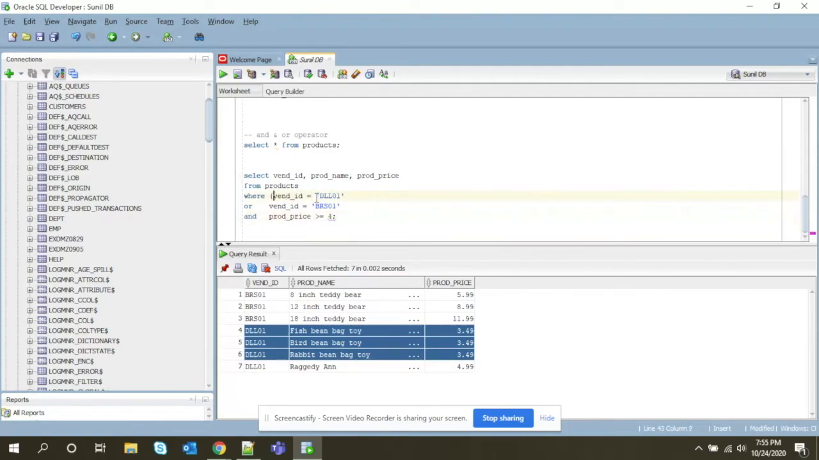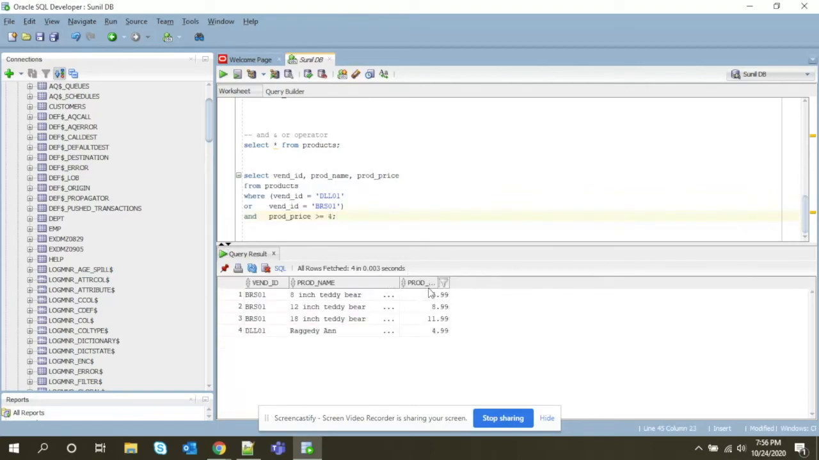However, if I went ahead and added the parentheses here so that SQL can read this properly and the way we want it to, and then I run it, then it brings back exactly what we want. $5.99, $8.99, $11.99 for the BRS01 records because they're all greater than or equal to 4, and then the one $4.99 record with vendor ID DLL01 because that's greater than or equal to 4. So that is how you use OR and AND in unison. It can get confusing at times and definitely requires a lot of practice. But once you get used to it, you'll understand the logic and you'll be able to write these without too much hiccup or redoing the process.